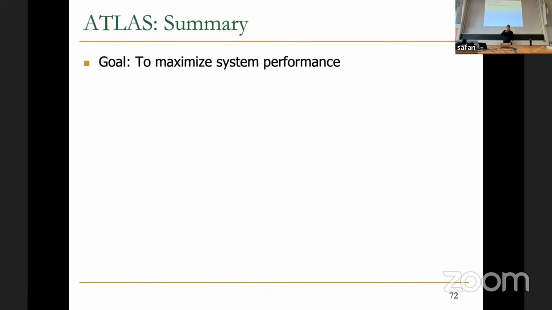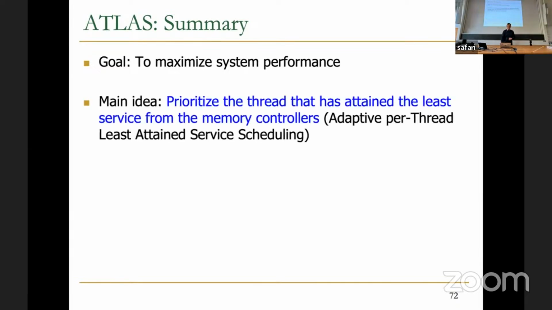Here, we're going to kind of ignore fairness. Our goal was to understand what you want to do to maximize system performance. And the idea that we develop in this work is to prioritize a thread that has so far attained the least service from the memory controllers. The thinking is that if the thread has attained a lot of service, it's going to demand more service, meaning it's very intensive. And if it has attained less service so far, it's likely that it's deprioritized and it also doesn't demand service. So prioritize that thread that has attained less service.